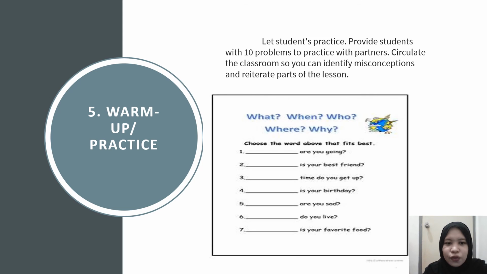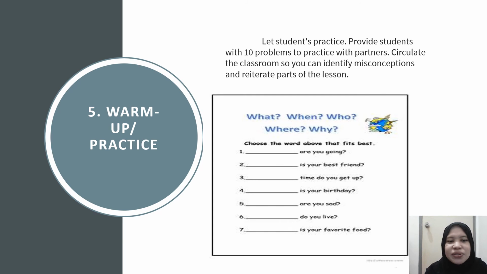For the fifth one, warm up or practice. Let students practice and practice until they perfect it. Provide students with problems to practice with partners. Circulate the classroom so you can identify misconceptions and reiterate part of the lesson. With grammar, repetition needs to happen. As they say, practice until you understand. Practice is all that is needed in everything to make it perfect.